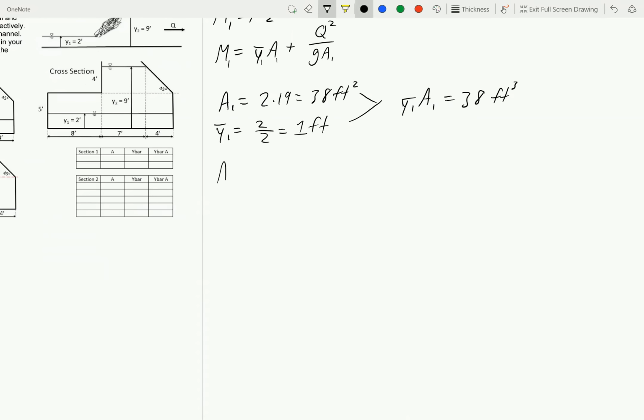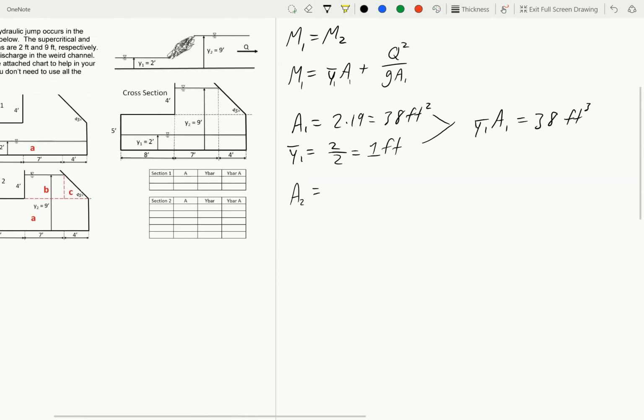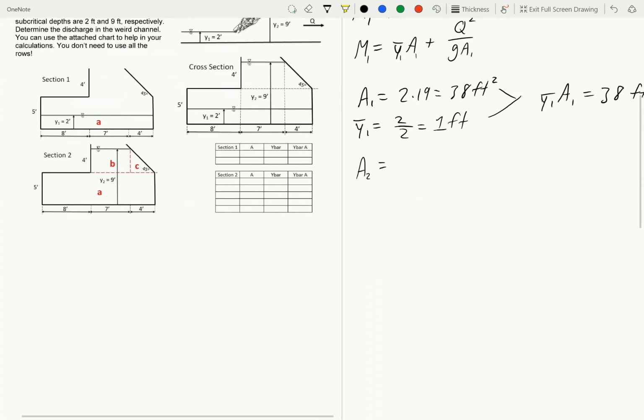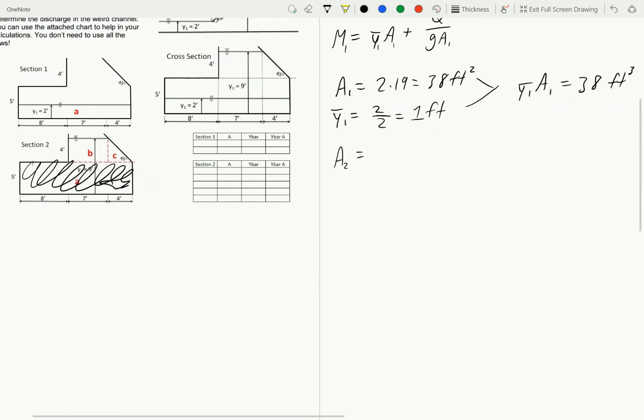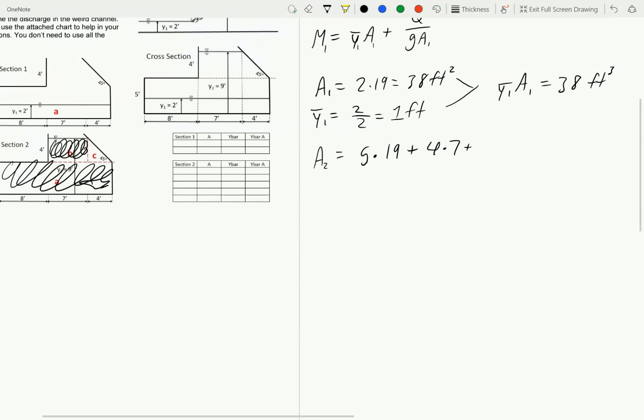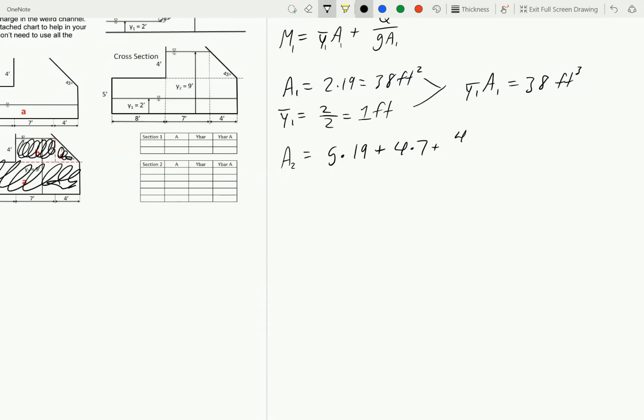Now, to move on to the second part, we have the area of section 2, and this is where it gets a little bit tricky. We're going to split this into 3 different sections. First, we have section A right here, and the area of section A is 5 times the width, which is 19. Then we have section B here, and the area of that is 4 times 7 feet. And then we have the area of section C right here, which, since it's a triangle, is 4 times 4 divided by 2.